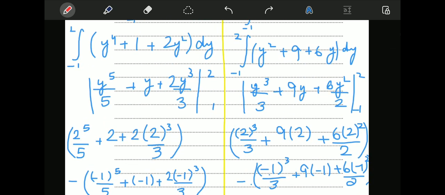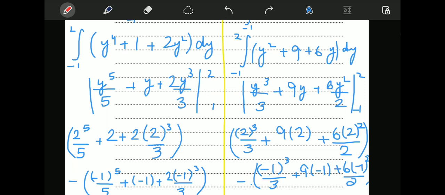Simply, integration is easy now. So just n plus 1 over n plus 1 on this one, then y. The integration of 1 will give you y, and y square will give us y cubed by 3, n plus 1 over n plus 1. 2 is a constant, so it will come as it is. Then doing the integration of this side the same way, y square is going to become y cubed over 3 because n plus 1 over n plus 1, and then 9y and 6y square over 2.